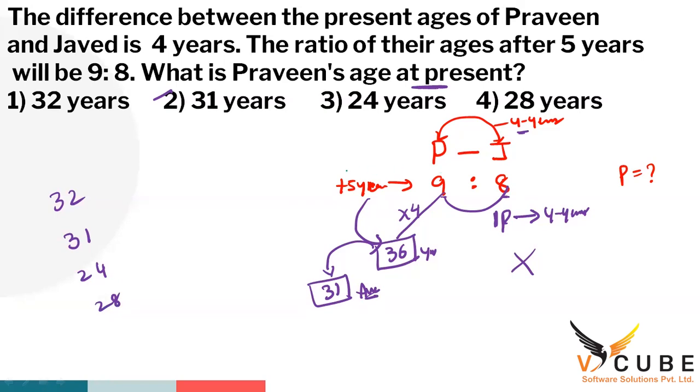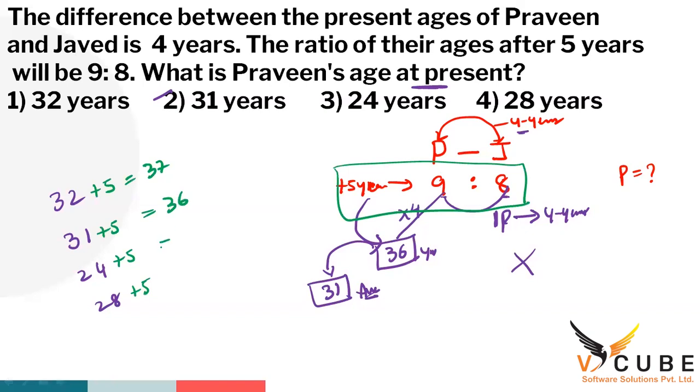Present ages. But here, the age ratio is given after 5 years, right? That's why I'm adding 5 years here. So after 5 years the age ratio is given. That's why I'm adding 5 years. 32 plus 5 is 37, 31 plus 5 is 36, 24 plus 5 is 29, 28 plus 5 is 33. Okay, go through option verification. Find out the present age of Praveen.